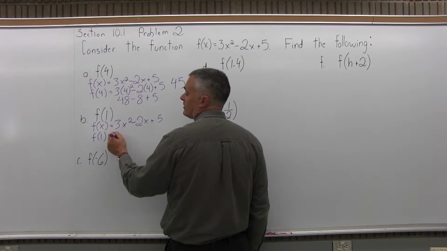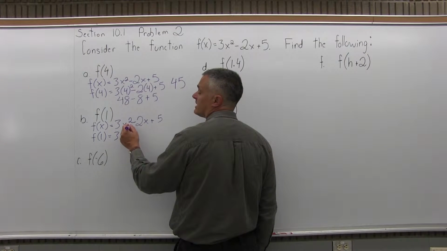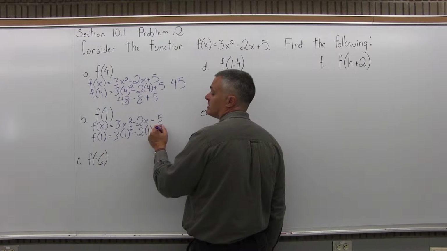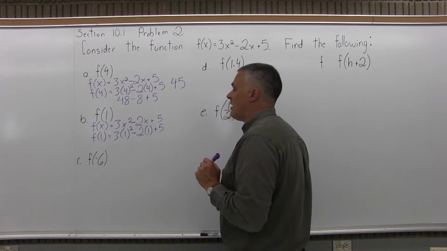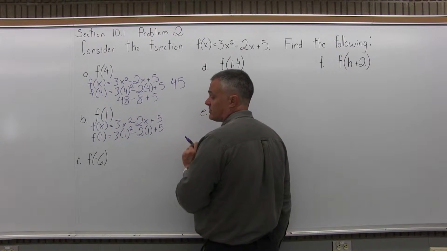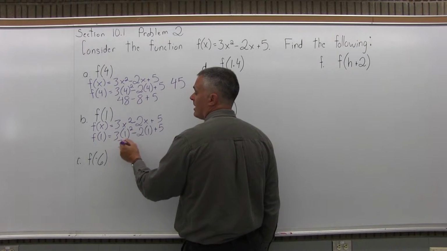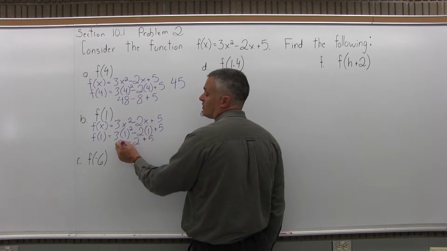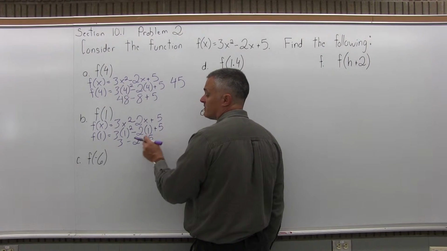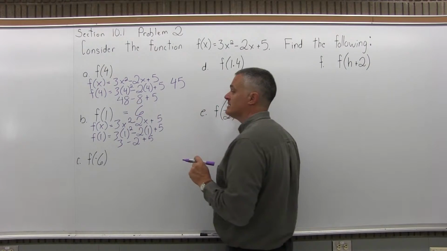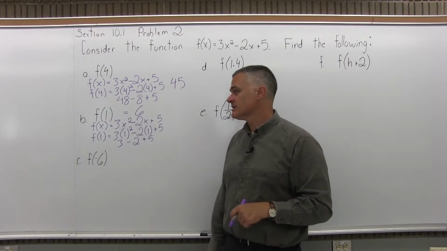So f of 1 equals 3 times x squared becomes 3 times 1 squared, minus 2 times x is 2 times 1. There's a plus 5 on the end. 1 squared is 1 times the 3 in front. 3 times 1 is 3. Minus 2 times 1, so you have minus 2, plus 5. So 3 minus 2 is positive 1, plus 5 more is 6. So f of 1 is 6. If you put in a 1, you get out a 6.